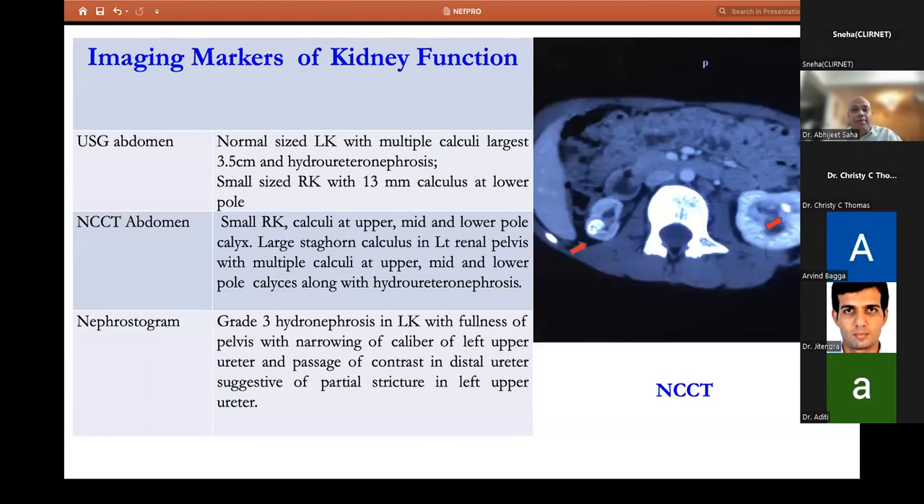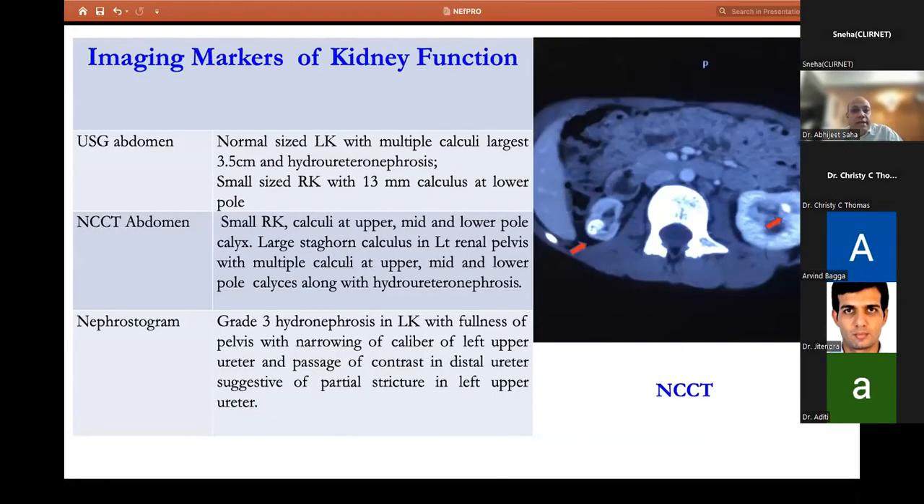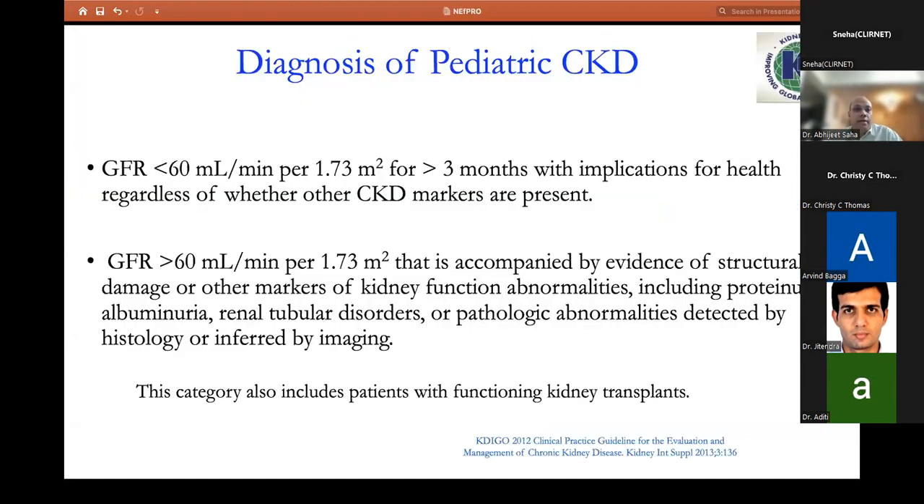And coming back to this child, what do you think about the status of kidney function in this child, whether this is acute or this appears chronic? If you can see here, the kidney size is already affected. So the structure of the kidney is altered on one side, the right kidney. So coming to the diagnosis of chronic kidney disease in children, the KDIGO has given the definition of pediatric CKD.